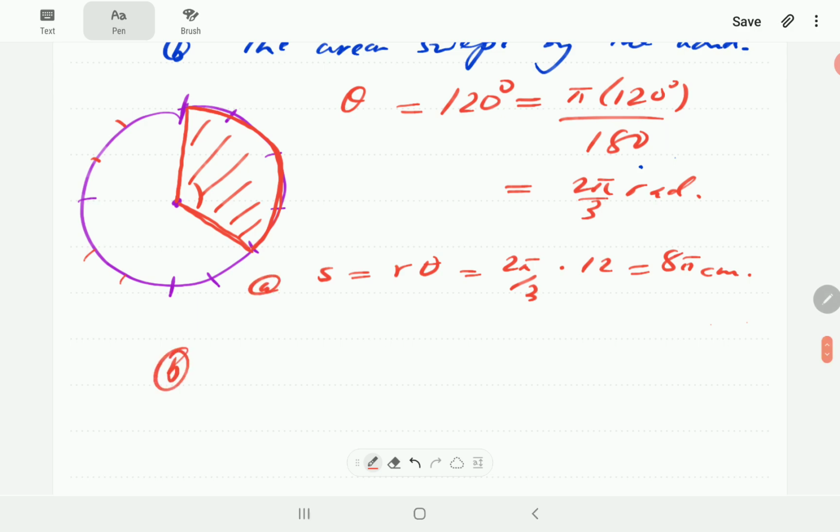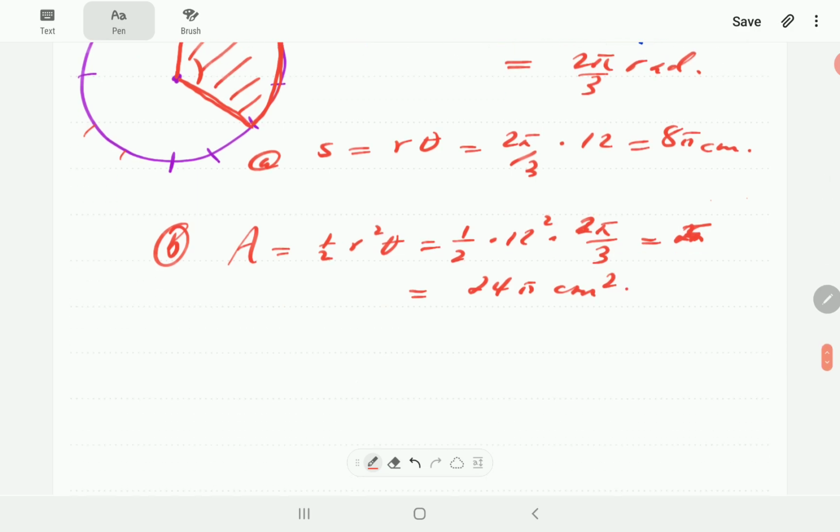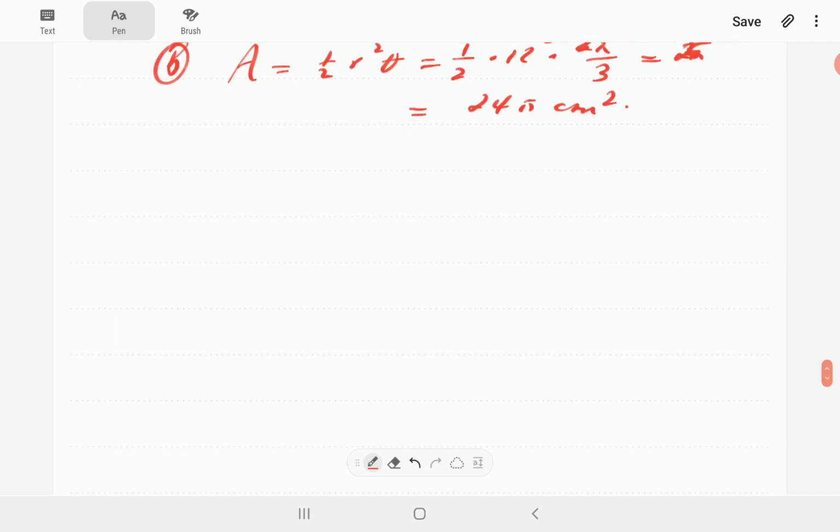And then in B, we want the area swept. So it's going to be 1/2 r squared theta. So this is 1/2, r is 12, theta is 2 pi over 3. This is going to give us 24 pi centimeters squared.